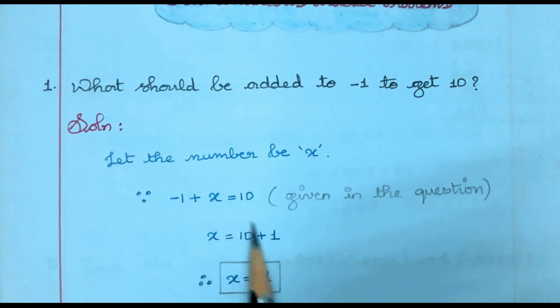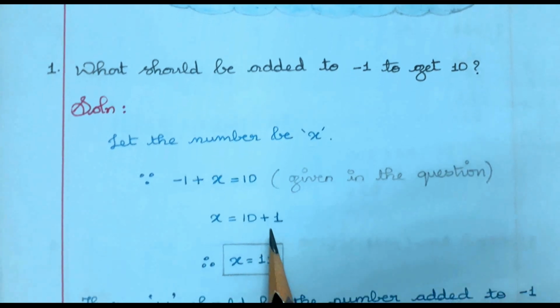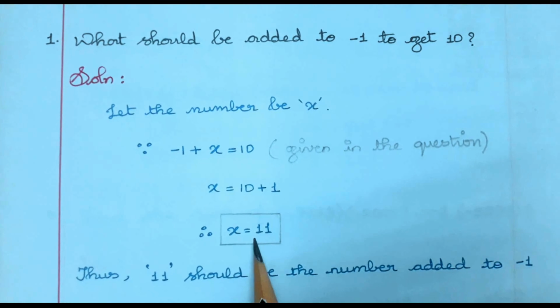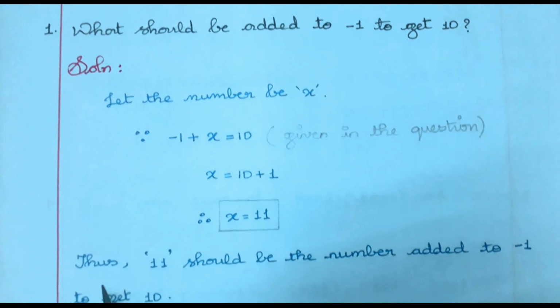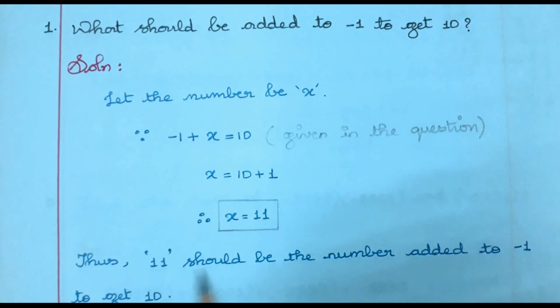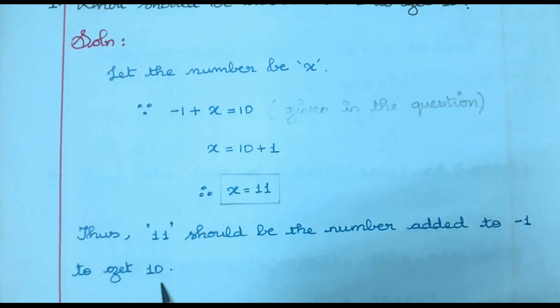Take this minus to the right hand side. So minus 1, when you take it to the right hand side, you will get it as plus 10. Therefore, x is equal to 11 because 10 plus 1 is 11. Thus we can conclude that 11 should be the number added to minus 1 to get 10.